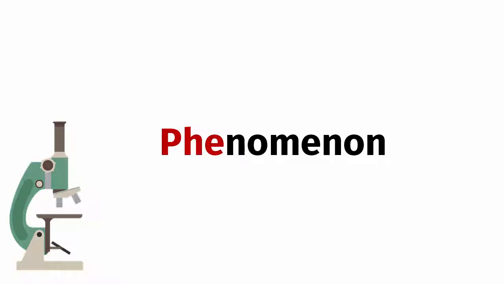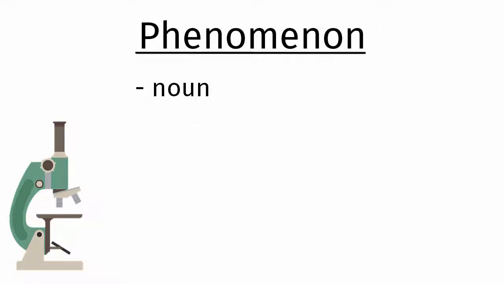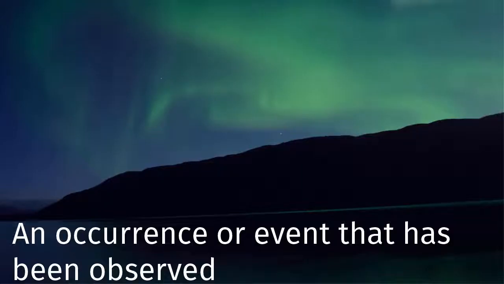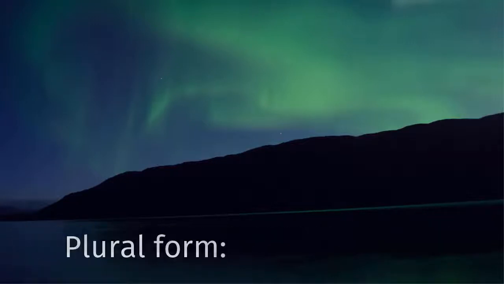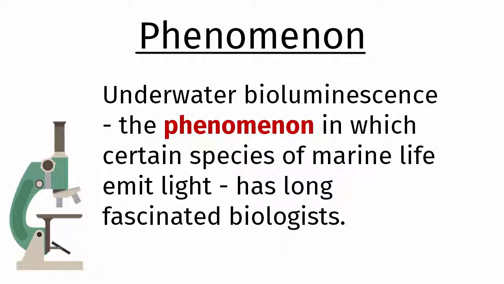Phenomenon is a noun. It is an occurrence or event that has been observed. The plural of phenomenon is phenomena. Here's an example using the singular form. Underwater bioluminescence, the phenomenon in which certain species of marine life emit light, has long fascinated biologists.